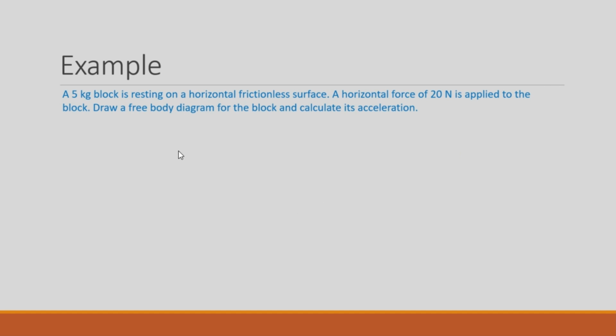A 5 kilogram block is resting on a horizontal frictionless surface. A horizontal force of 20 newtons is applied to the block. Draw a free body diagram for the block and calculate its acceleration. Let's start by writing down the variables that we know. Mass is 5 kilograms, and there is an applied force of 20 newtons.